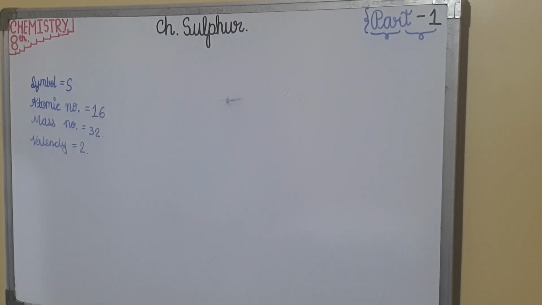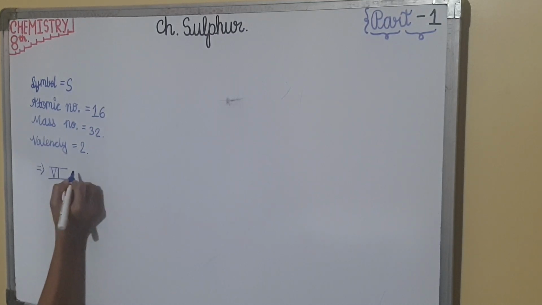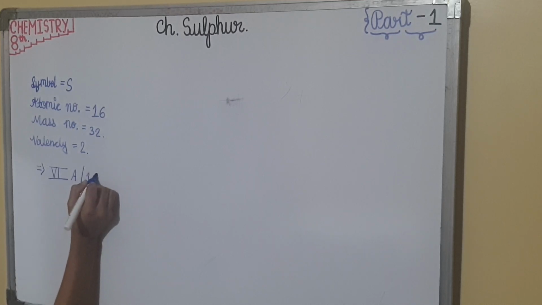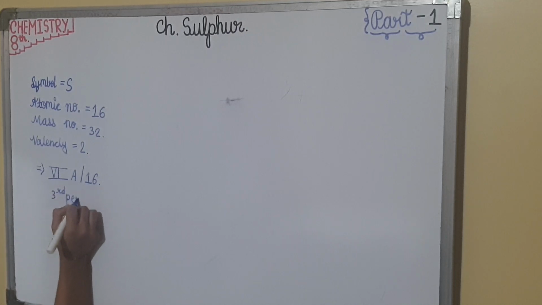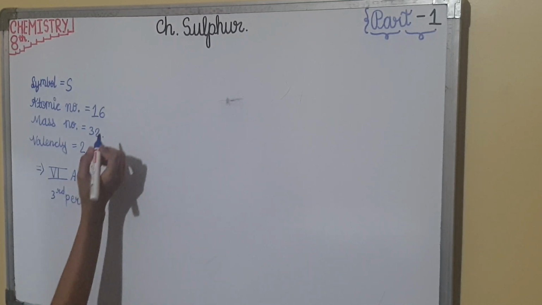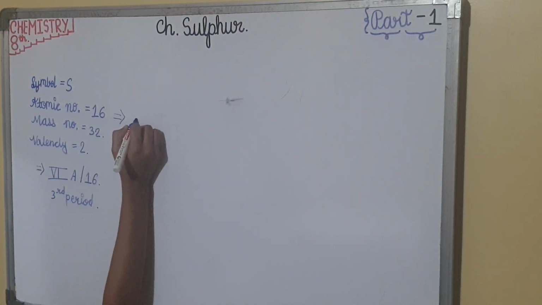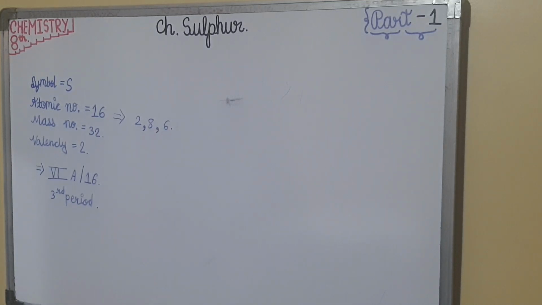Like this, and it is the member of 6th A group, 16 third period. The electronic configuration of sulfur is 2, 8, 6. Like this, these are the basics of sulfur.